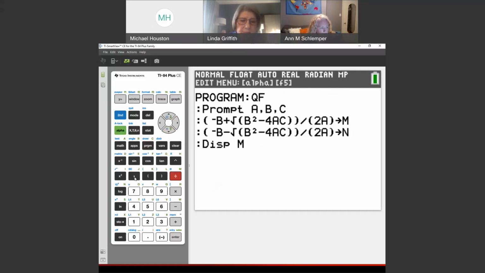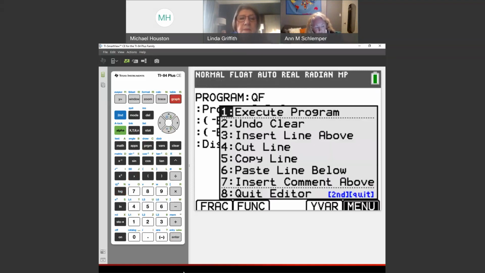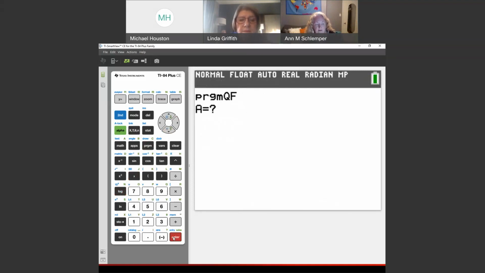M, comma, alpha, N. You used to have to get out of here to execute it, but now it even tells you up here under the alpha F5 menu, we can just execute it from here, which is nice. So now it's going to ask me for A. I'm going to do one that hopefully we can all factor tonight, 0 and -4.